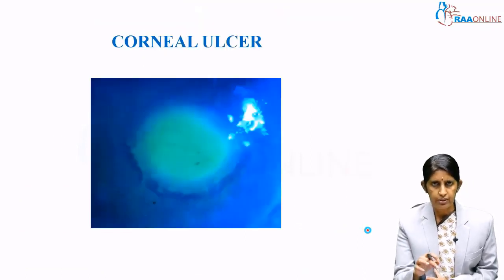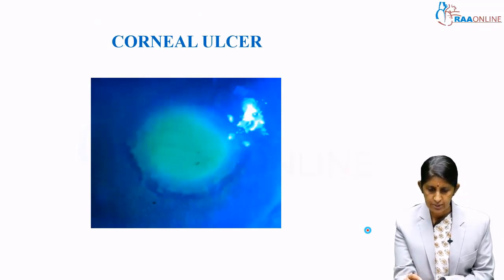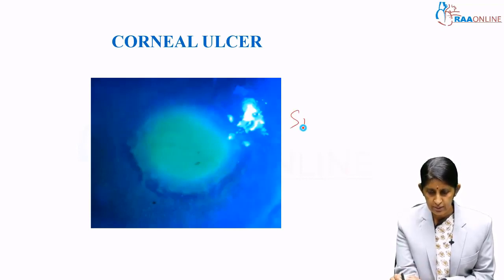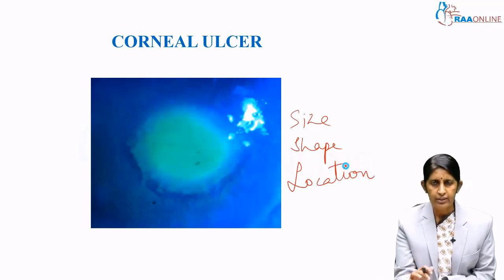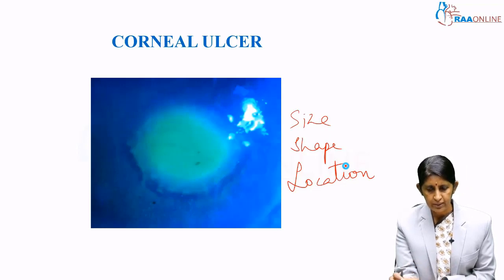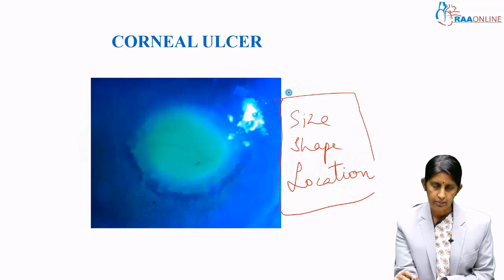So here I have just depicted for you a corneal ulcer which has been stained with fluorescein. The green color that you're seeing is typically a fluorescein stained ulcer. This is only to show you that whenever we examine a patient with corneal ulcer, it is very important for us to talk about the size of the ulcer, the shape of the ulcer, the location of the ulcer. All other details I will be explaining to you in my further slides, but this slide is only to show you that these are the 3 most important determining steps in diagnosis.